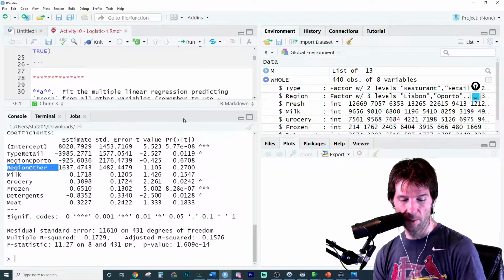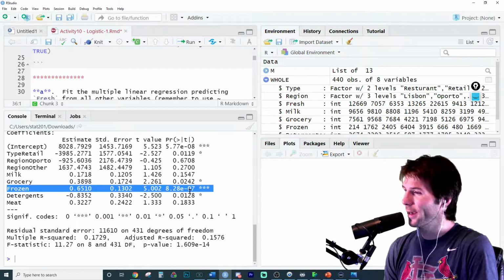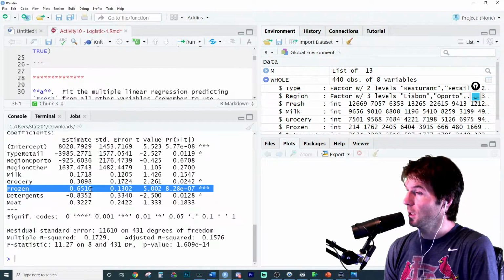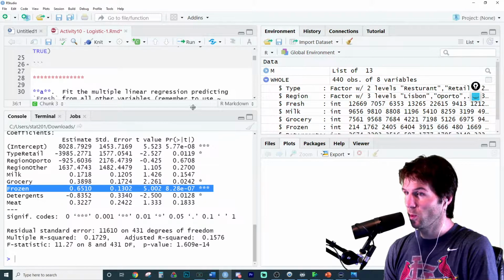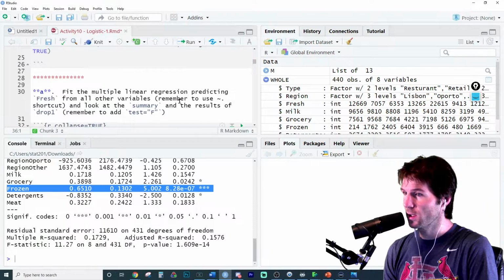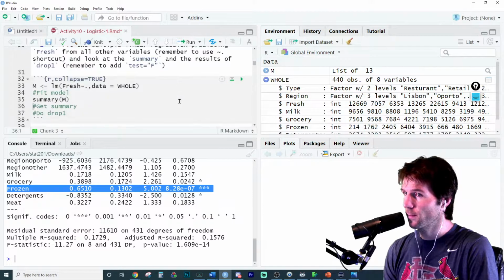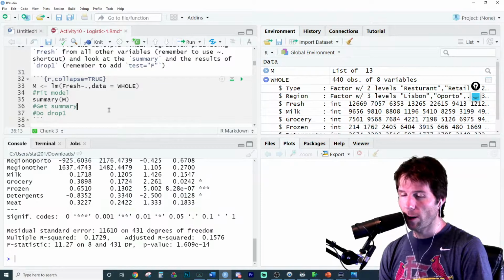Let's go ahead and see what the output is. Ooh, frozen is super significant. Is it negatively related? Oh, it's not negatively related. In areas where more frozen is bought, more fresh is bought. Pretty interesting. So now, why would we do the drop one?